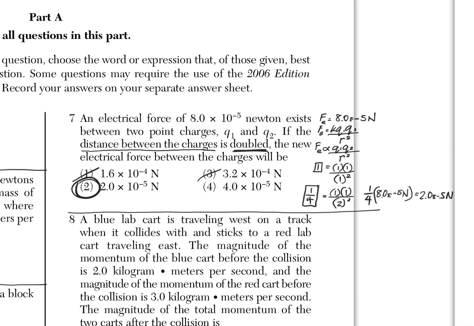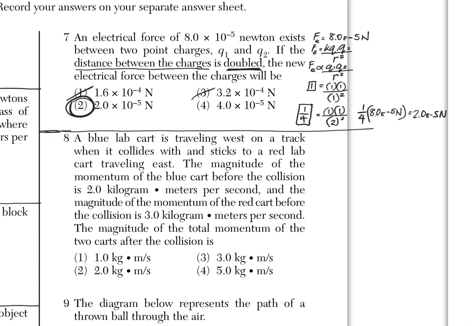Then number 8. So we have a blue lab cart going west when it collides with and sticks to a red cart traveling east. The magnitude of the momentum of the blue cart before the collision is 2 kilogram meters per second, and the red cart magnitude, and magnitude means amount. Remember that. Magnitude. Amount. So that's just a scalar, it doesn't concern itself with direction. So the blue cart was 2 kilogram meters per second, and the momentum of the red cart is 3 kilogram meters per second. What is the total momentum of the two carts after they collide?